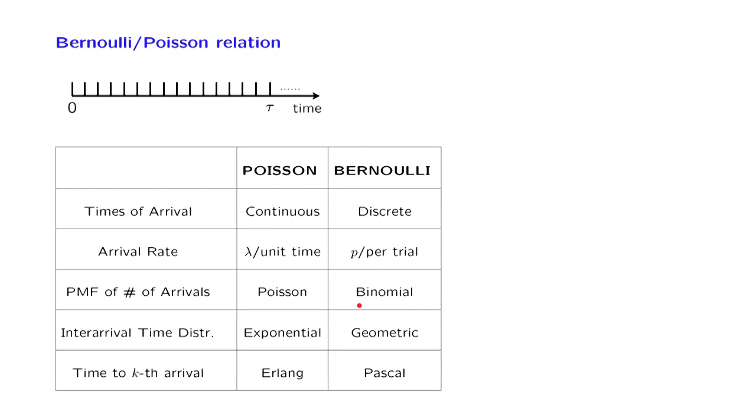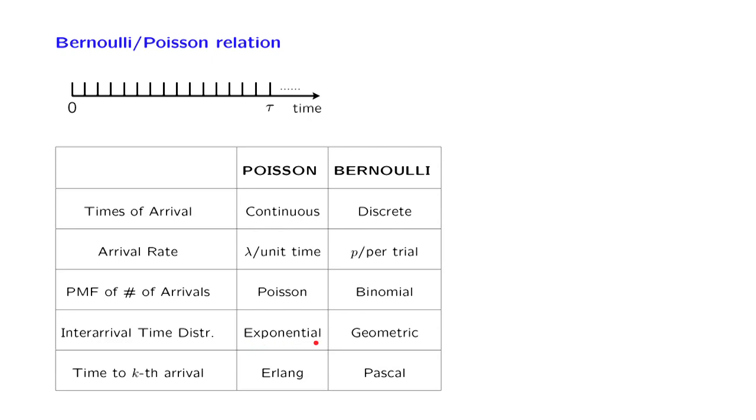For the discrete case, the number of arrivals has a binomial distribution, whereas for the Poisson case, the distribution is that of a Poisson random variable. Then we looked at the time until the first arrival, or the time between consecutive arrivals. For the Bernoulli process, that distribution is geometric. For the Poisson process, that distribution is exponential. Note that in this instance, we're dealing with a discrete random variable, but here with a continuous random variable.